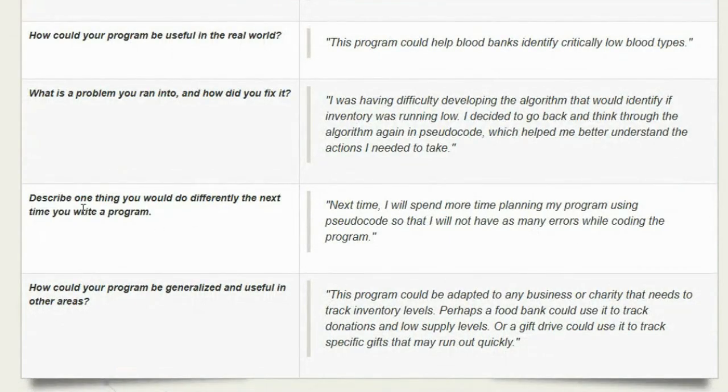What's one thing you'd do differently next time? Next time I'll spend more time planning my program through the pseudocode and I won't have as many errors while coding the program. How could your program be generalized and useful in other areas? This program could be adapted to any business or charity that needs to track inventory levels, whatever they're tracking. Perhaps a food bank could use it to track donations and low supply levels, or a gift drive could use it to track specific gifts that may run out quickly.